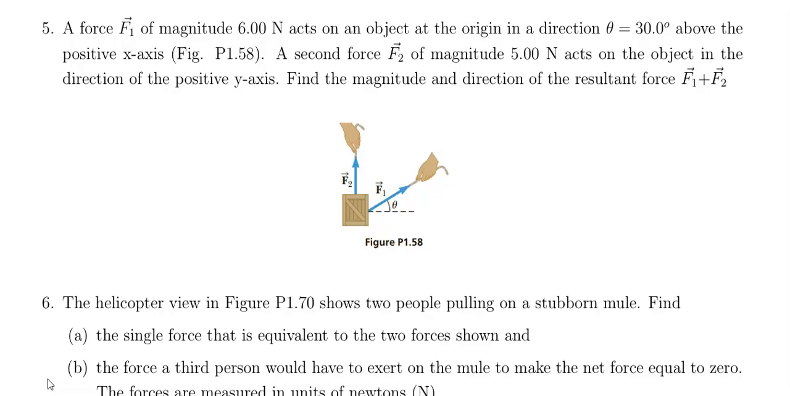A force F1 of magnitude 6 Newton acts on an object at the horizon in a direction 30 degrees above the positive x-axis. A second force, force F2 of magnitude 5 newtons, acts on the object in the direction of the positive y-axis. Find the magnitude and direction of the resultant force F1 plus F2.